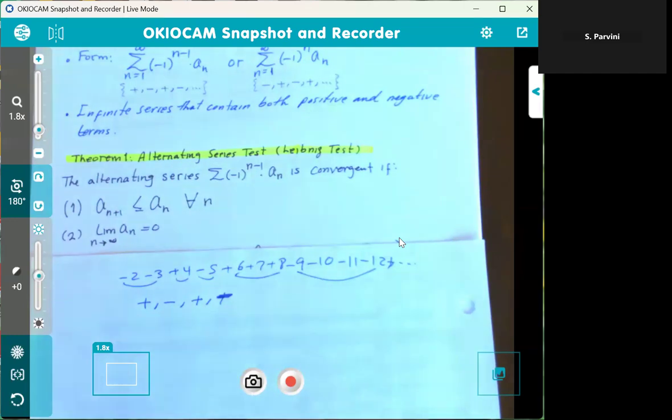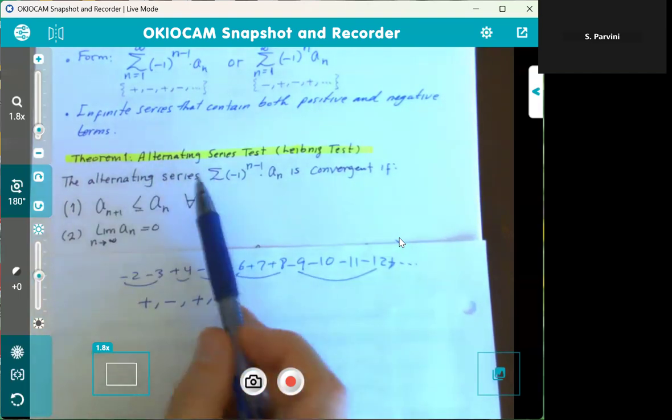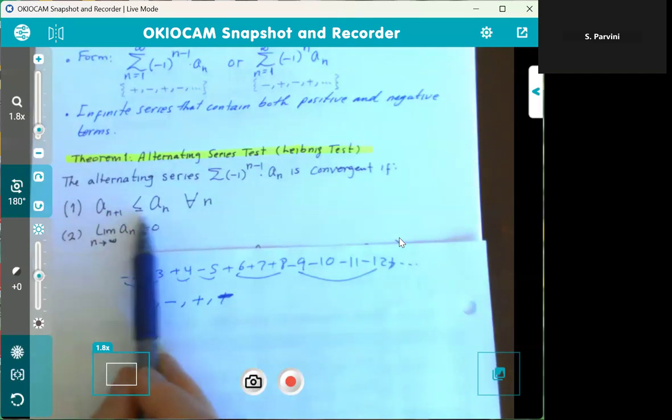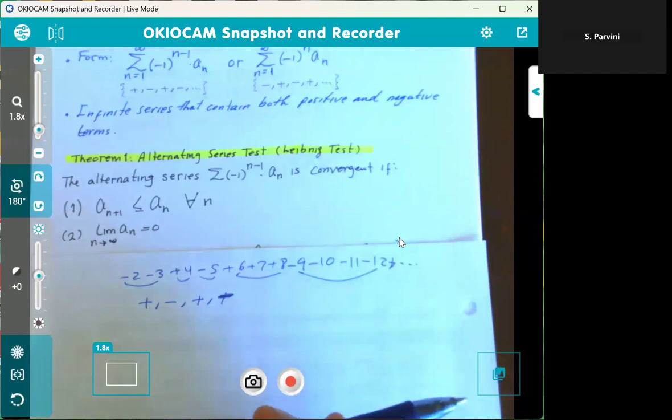Now remember, when we talked about the divergence test, we said if the limit is 0, then that really means we should keep going, right? We cannot conclude that the series converges if the limit is 0. However, in the case of alternating series, the limit must be 0. And of course, the added condition here is that the sequence must be a decreasing sequence.